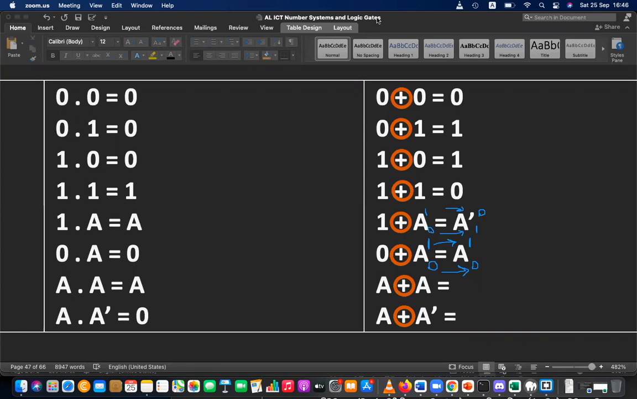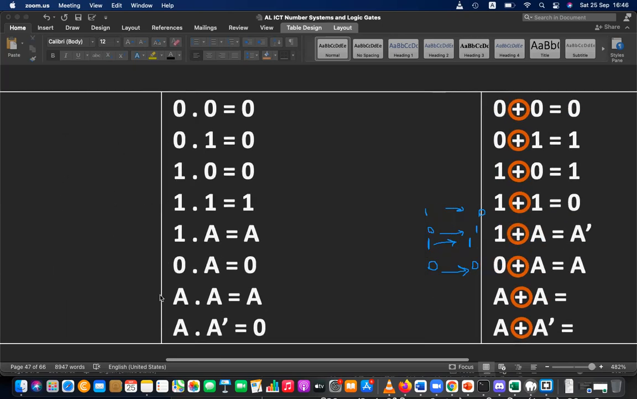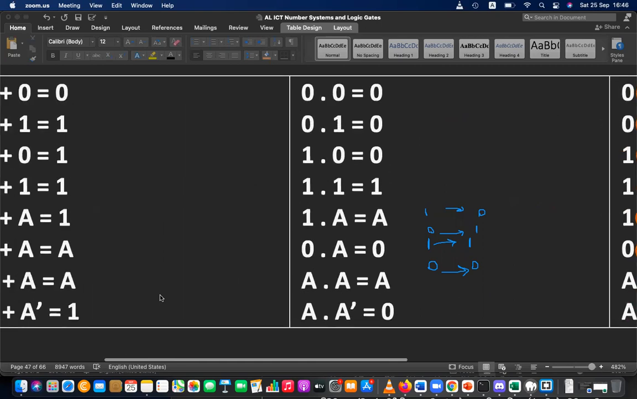Yes or no. No. Okay, anyone else who couldn't understand, did you understand the previous two? The AND gate and OR gate. Yeah.